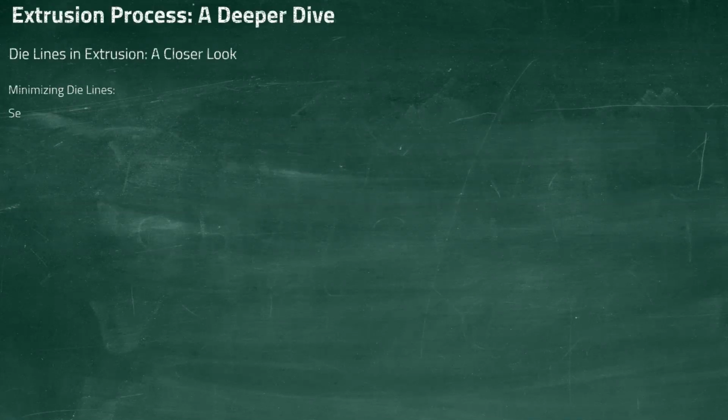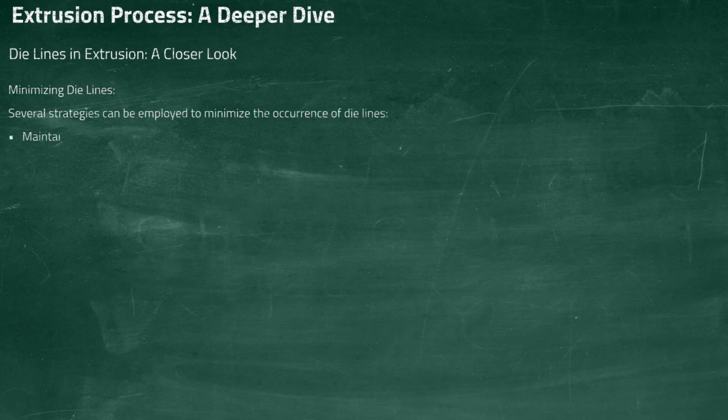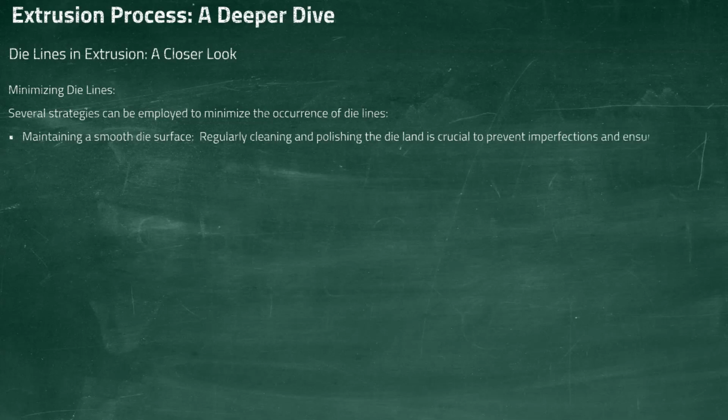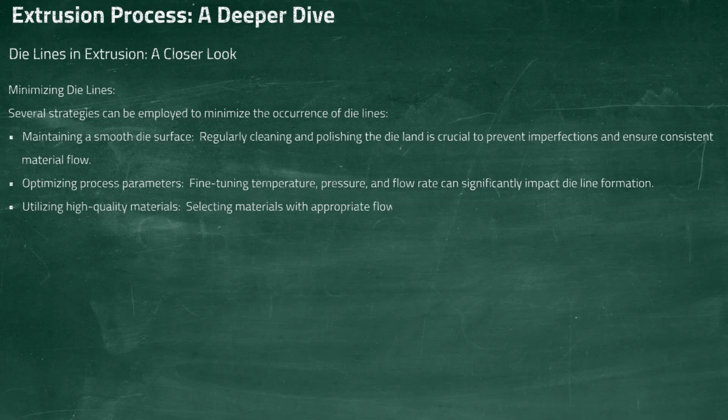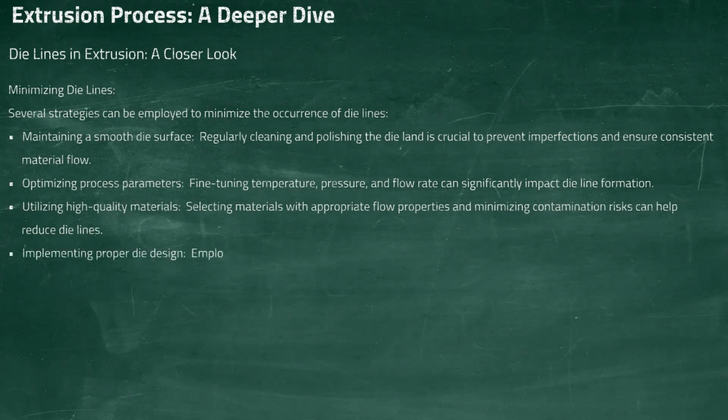Minimizing die lines. Several strategies can be employed to minimize the occurrence of die lines. Maintaining a smooth die surface: regularly cleaning and polishing the die land is crucial to prevent imperfections and ensure consistent material flow. Optimizing process parameters: fine-tuning temperature, pressure, and flow rate can significantly impact die line formation. Utilizing high-quality materials: selecting materials with appropriate flow properties and minimizing contamination risks can help reduce die lines.